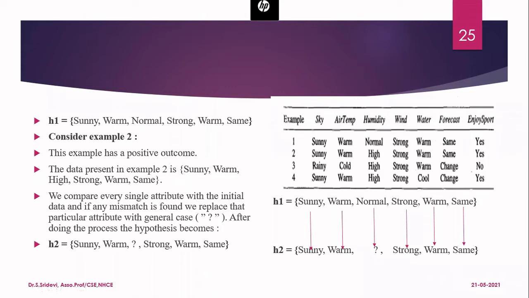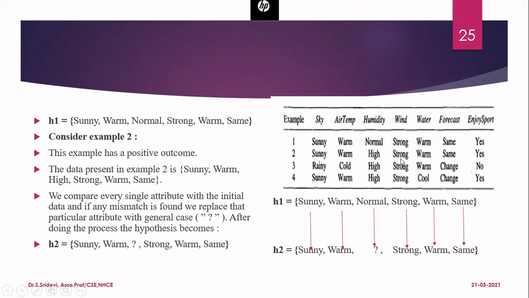That means, first I said that if the humidity is normal, I enjoy the sport. Now I am telling that if the humidity is high, then also I am enjoying the sport. That means, whether the humidity is normal or high, you are enjoying the sport. So you are going for generalization. So now what you have to do is, instead of normal, you change it to question mark. Why I am putting question mark here is, if the value for humidity is anything, I'm not worrying about that. I am enjoying the sport. So you put the question mark.